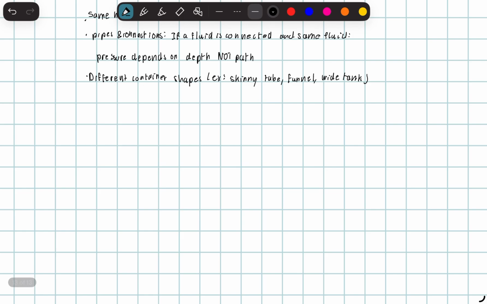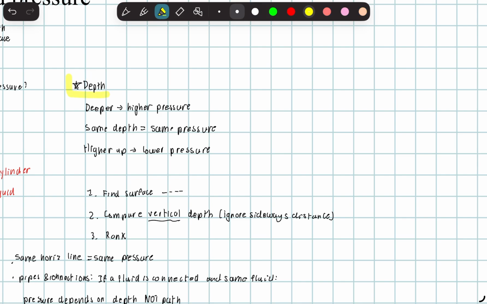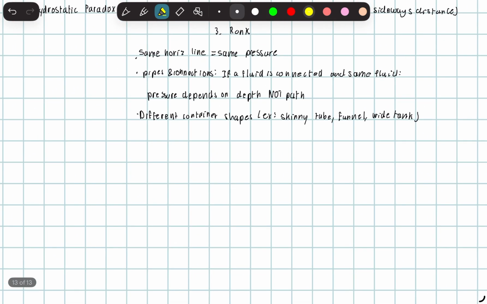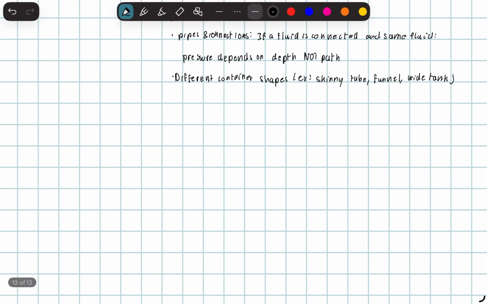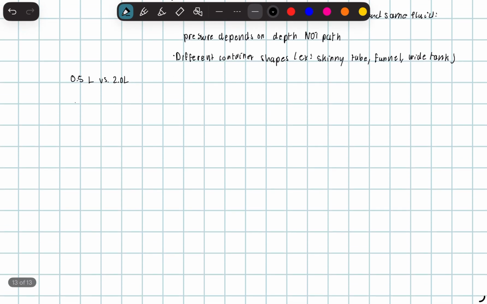So even if you have different container shapes, as long as your depth is the same, again, your depth is your most important thing, your pressure is going to be the same. So for example, if you have 0.5 liters versus 2.0 liters, as long as you're at the same depth, they have the same pressure. So these are all going to have the same. So for example, a funnel versus a cylinder.